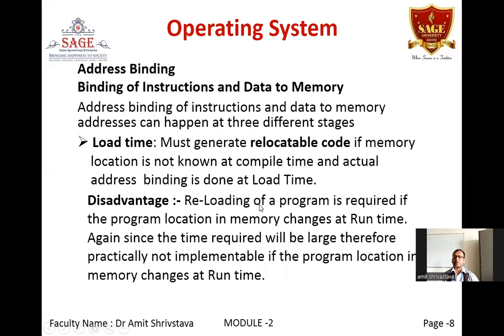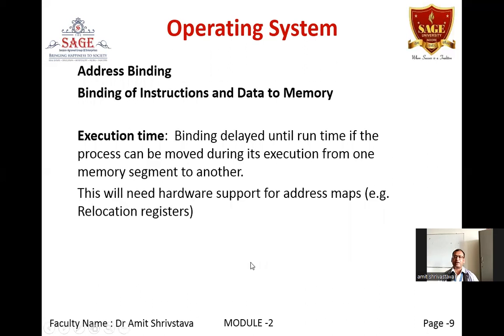We can go for load time binding. In that case, the same scenario will be there. If we shift the program in the physical memory from one place to another, then I will have to reload the program again, and again it is not practically possible. So we go for execution time binding, where binding is delayed until runtime. If the process is moved during its execution from one memory segment to another, then we can make use of some hardware for changing that address, and no recompiling or reloading of the program is required. So execution time binding is the requirement for this particular facility.